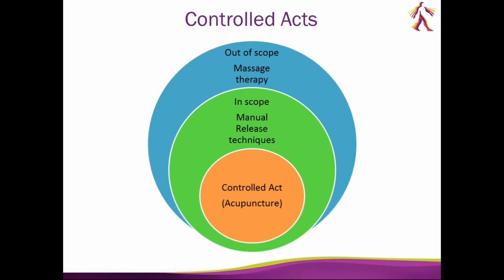So now we'll talk a little bit more about controlled acts. This is a relational diagram to show how certain modalities overlap, and how to distinguish when you're in scope, when you're within a controlled act, and when you're out of scope. So we'll use the example of manual release techniques. This is allowed. You're doing this to release someone's muscles so that they can move. That is human movement. But providing massage as a basis for treatment is massage therapy, and it's out of scope.